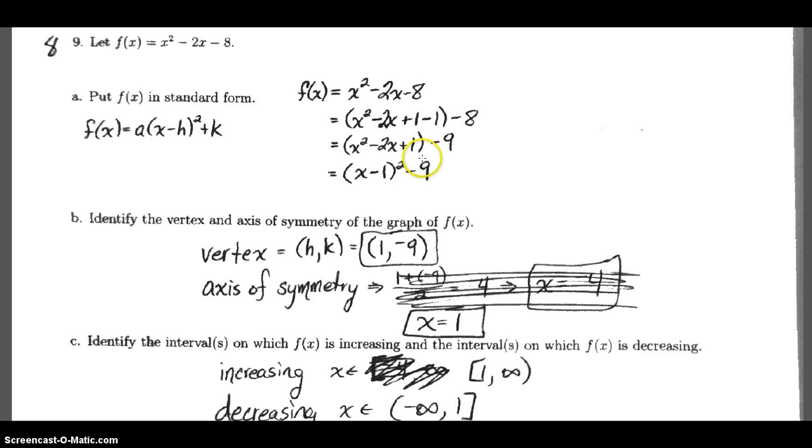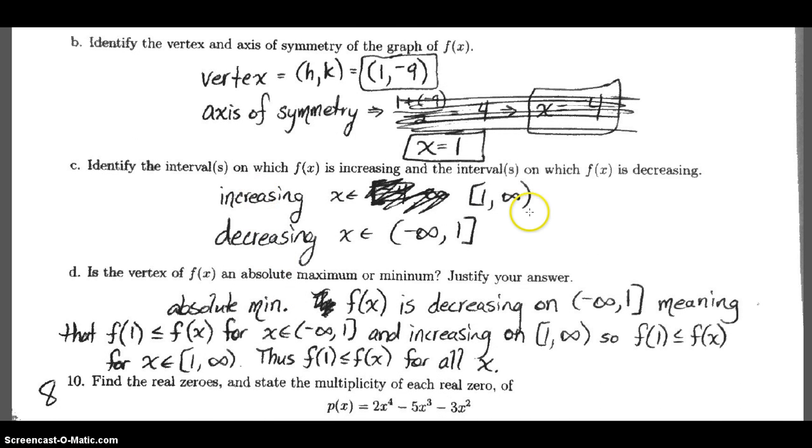Whatever is being added to this perfect square is my y term. So I have 1 and -9. Axis of symmetry on a standard parabola will always line up with my x value of the vertex. The vertex will always be on the axis of symmetry.